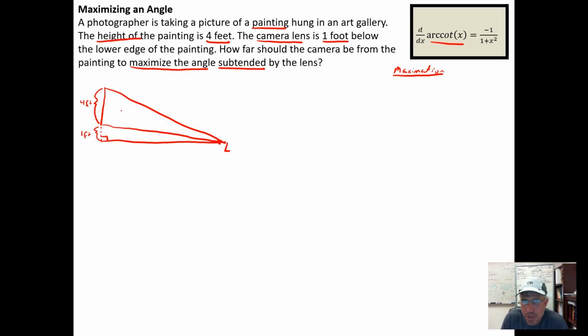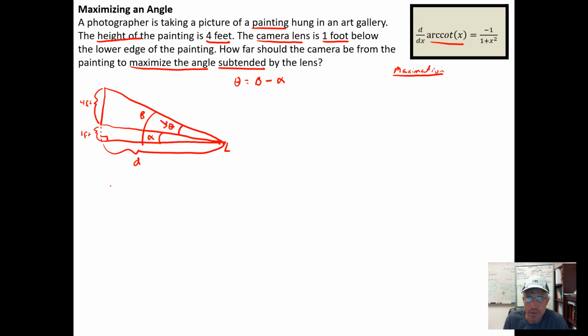So the angle subtended by the camera lens is going to be this angle right here, theta. And I want to notice I have an angle here, alpha, and I have an angle here, beta, and alpha and beta are both associated with right triangles. So I can use right triangle trigonometry to get at them. And theta is just going to be beta minus alpha. And we're trying to identify the distance from the wall we need to place the camera so that theta is maximized, as big as it can possibly be.